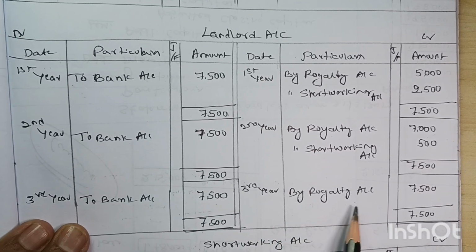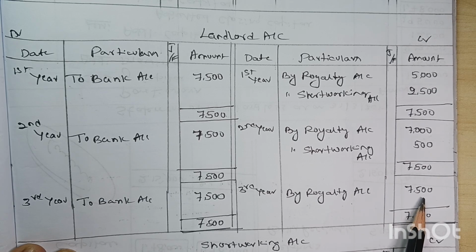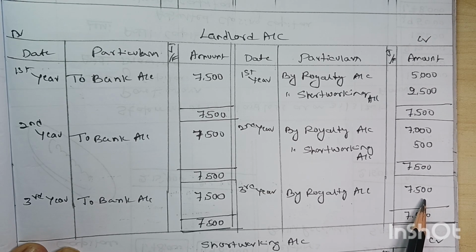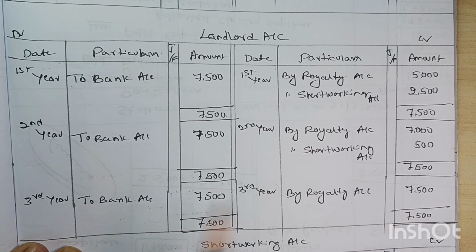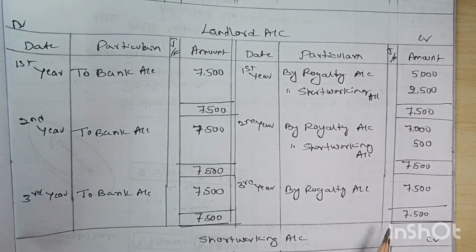Then third year by royalty, even though he has earned 9000, he will get only 7500 because 1500 has been recovered towards short working. To bank account 7500, account is closed.